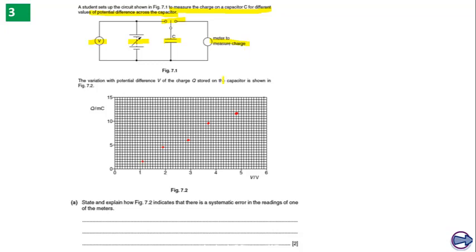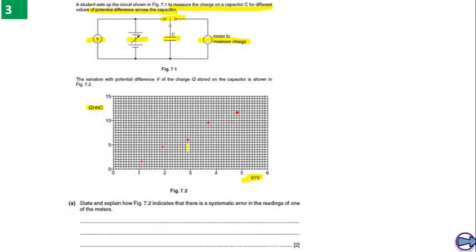Student did this experiment and then he plotted data points. He took potential difference on x-axis and charge on y-axis. Data points are given to us. As you can see here, these red dots are data points, and 5 data points are given to us. What we need to do is state and explain that there is a systematic error in the readings of one of the meters. So how can we answer this one?